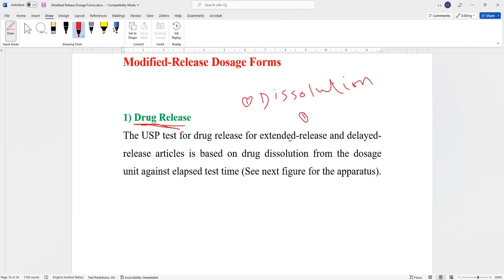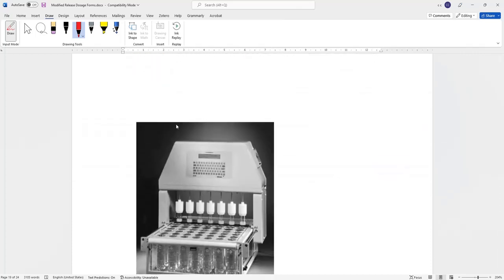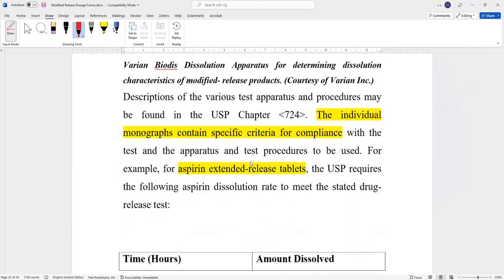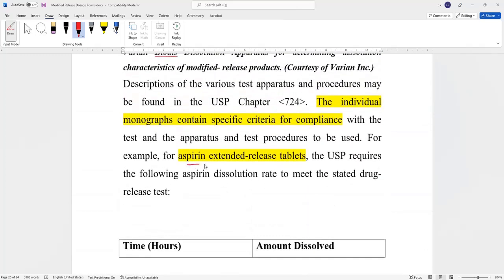Now, in dissolution, we usually take one withdrawal from the medium after, let's say, 30 minutes or 45 minutes and analyze that. For a modified release dosage form, it's not like that, and we have to refer to the individual monograph, the monograph that talks about that modified or extended release product, and follow it. For example, this is the type of apparatus used here. For example, for aspirin.